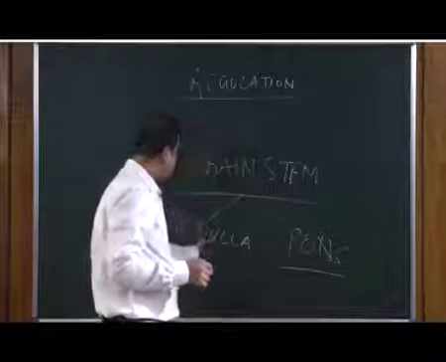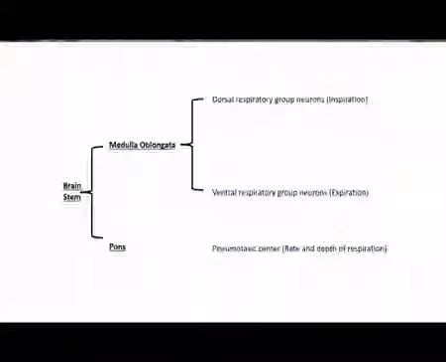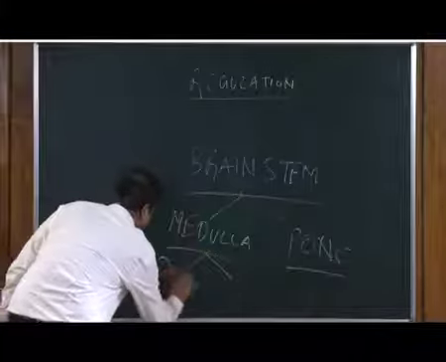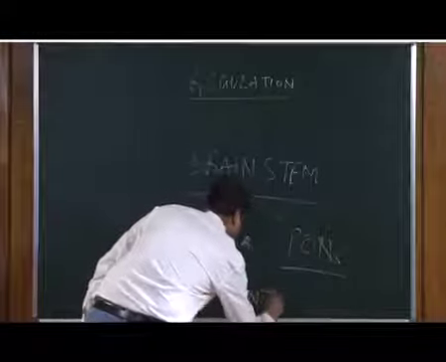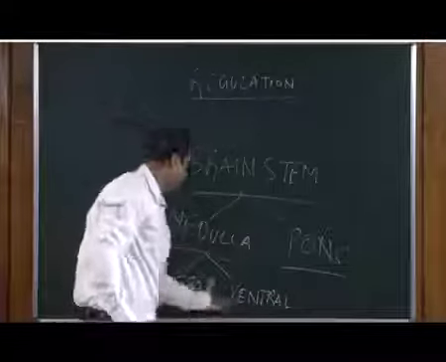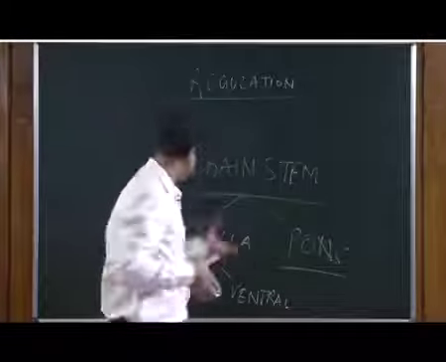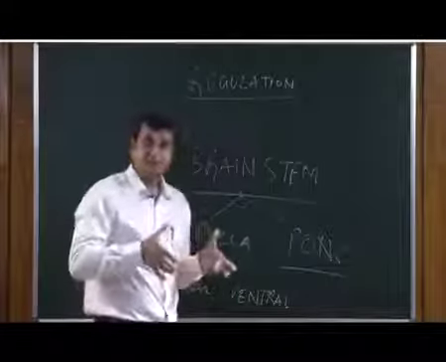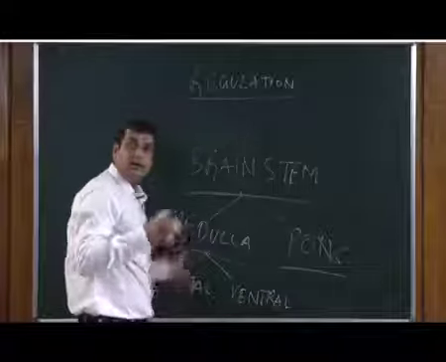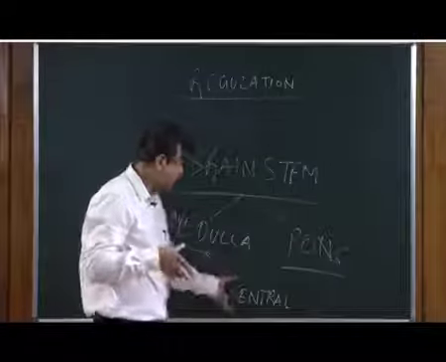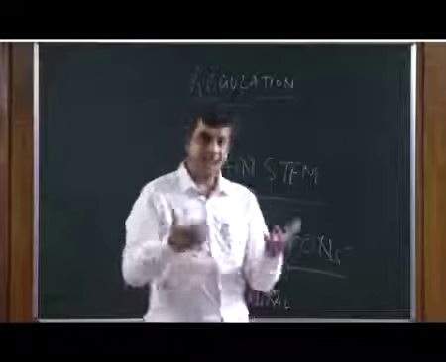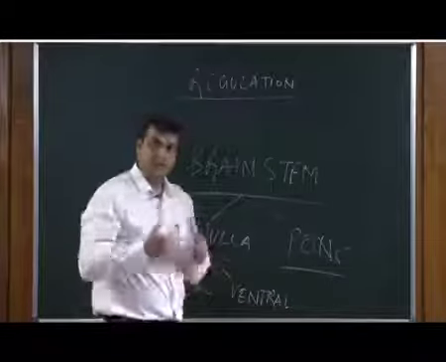The medulla oblongata is divided into two, as shown in the slide: the dorsal respiratory group neurons and the ventral respiratory group neurons. These are the two groups of neurons present in the medulla oblongata that maintain inspiration and expiration respectively. The dorsal group can regulate the inspiratory movement of the air, and the ventral group of neurons can regulate the expiratory volume. So, expiration is basically controlled by the ventral group and the dorsal group is for inspiration.